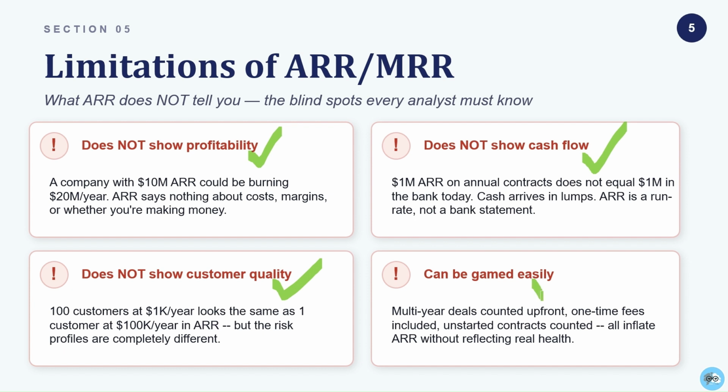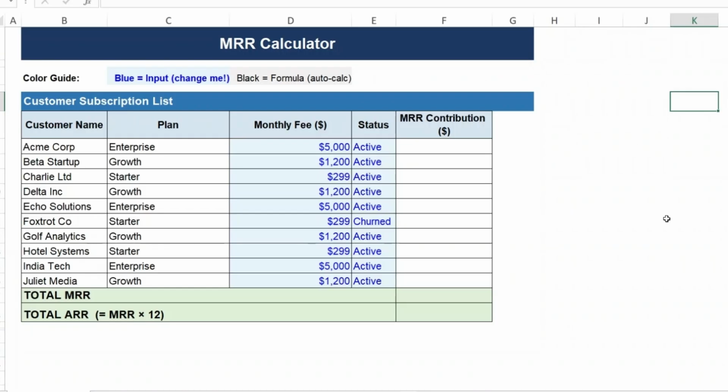ARR and MRR can be gamed easily. Why? Some of the companies can mistakenly take into consideration one time fees as the entire contract value, like we discussed just now. All of these things inflate our ARR value without reflecting the real health of the business.